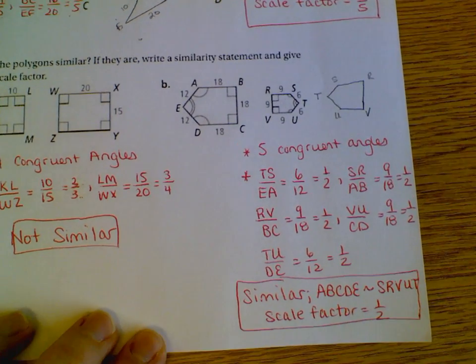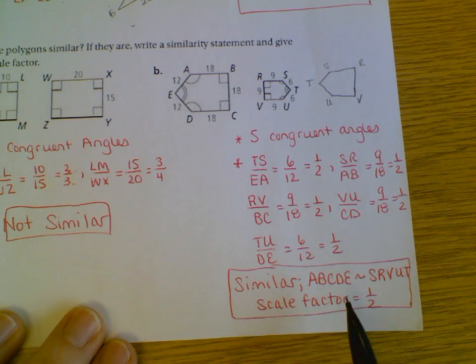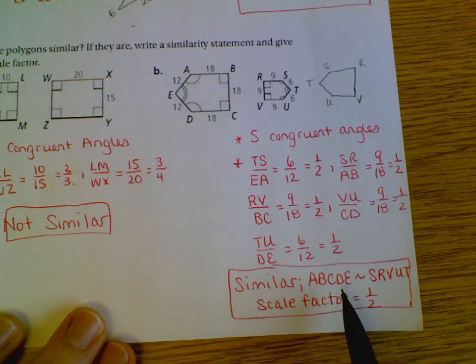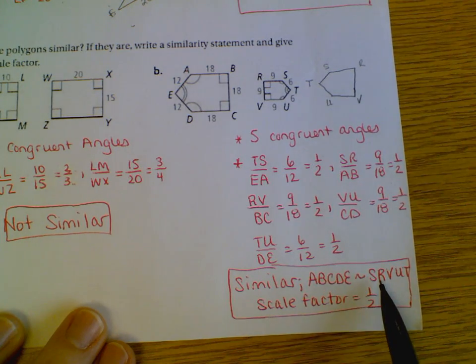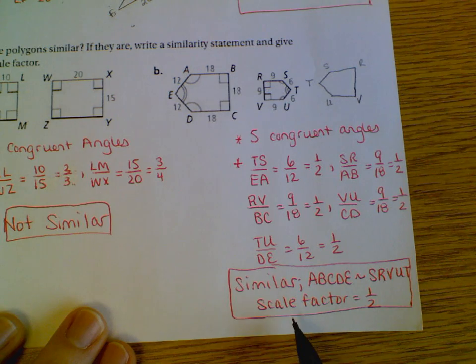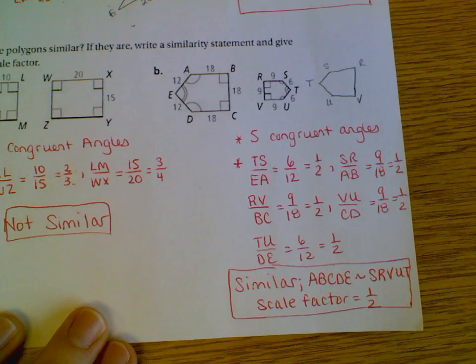So I did say that this was similar because I ended up getting all of the same scale factor. So when I wrote out my similarity statement, I matched up my corresponding angles. So ABCDE is similar to SRVUT. So just make sure you go in the right direction. And then my scale factor is this number that you got when you found the sides proportional.